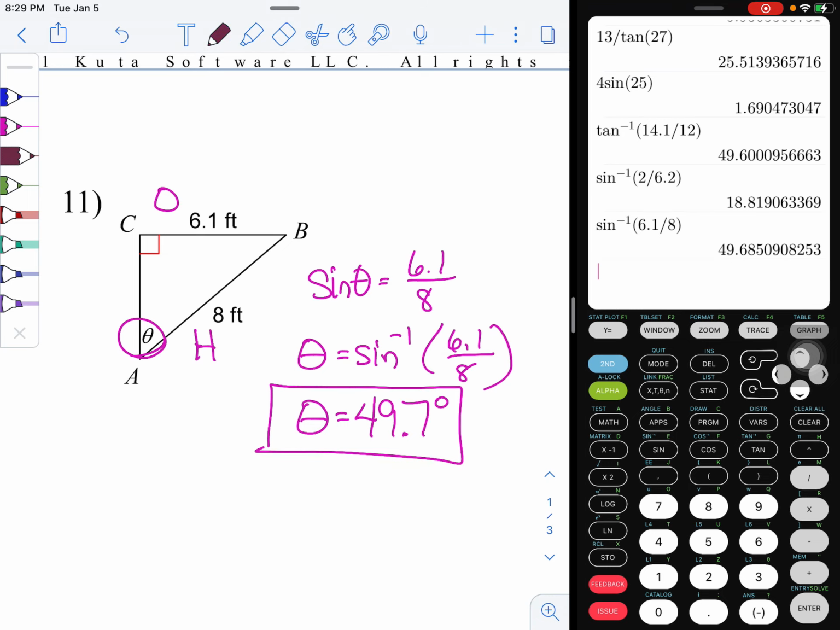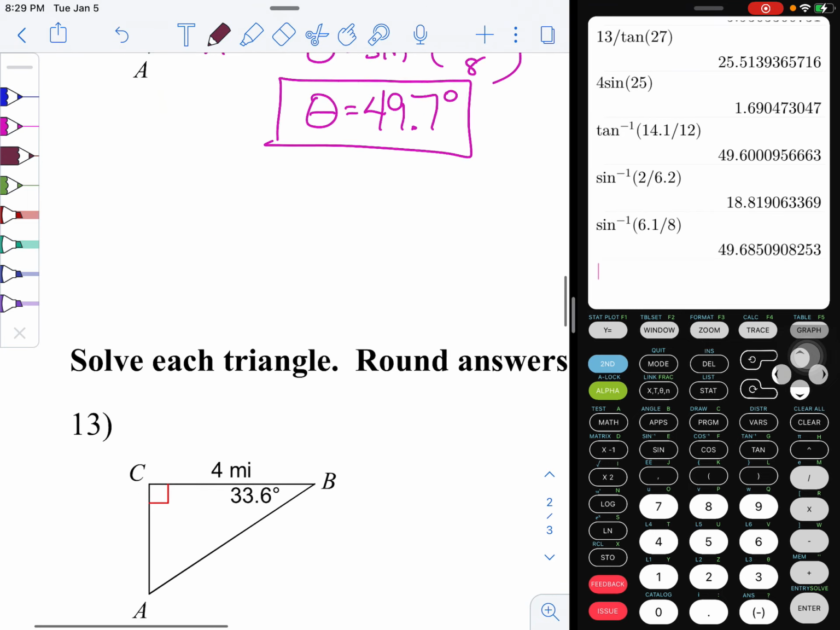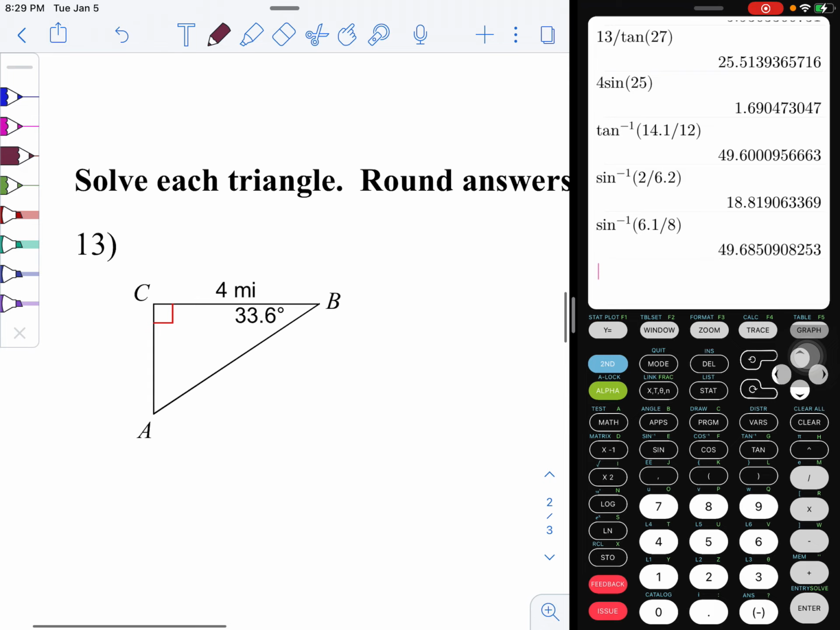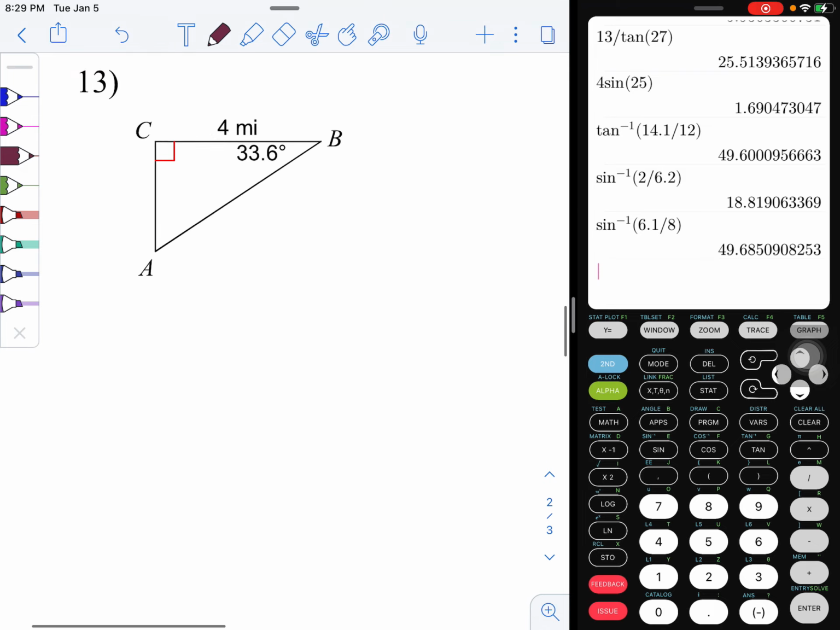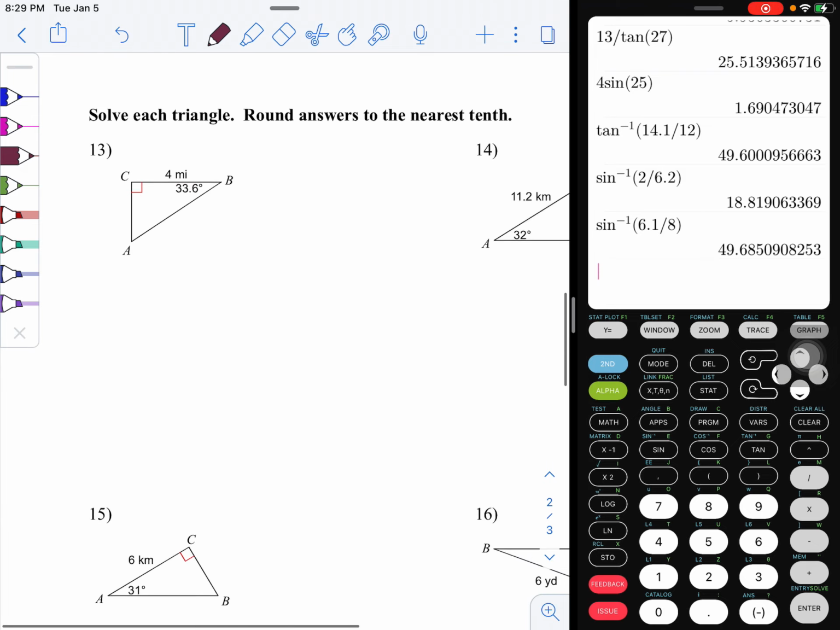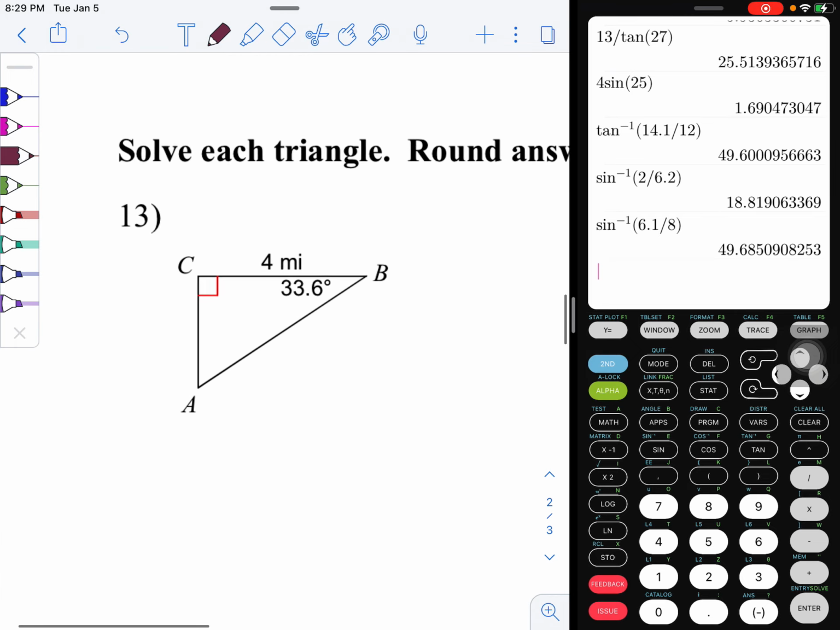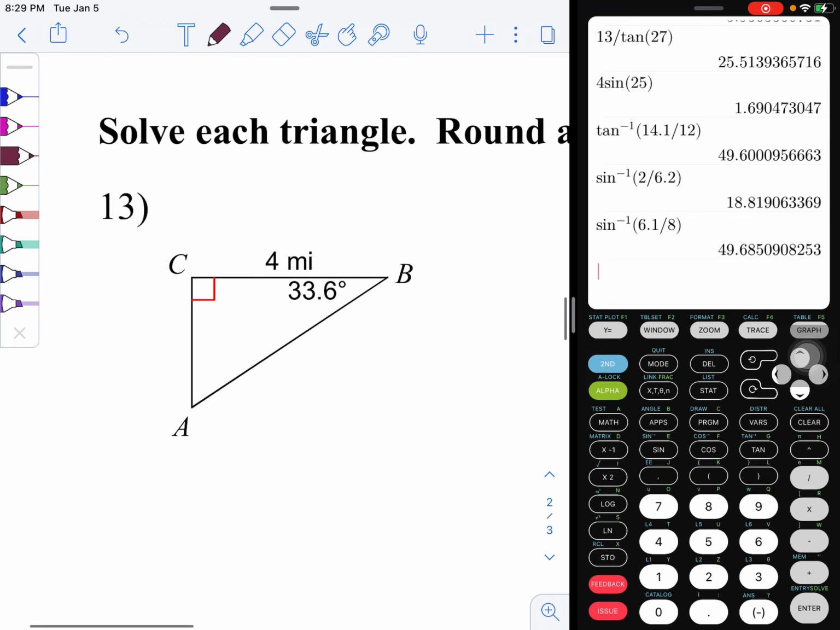Okay, so that takes care of problem number 11. Now, the last 2 problems here that I'm going to cover, 13 and 15. Let me make sure there is a 15. Yeah, there's a 15. Okay.